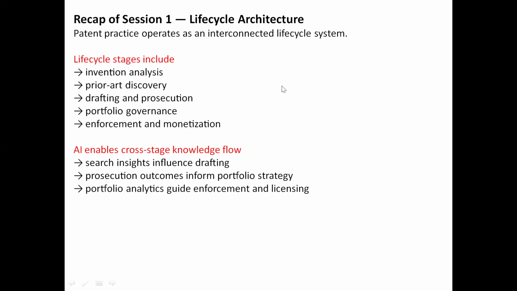For example, in the lifecycle architecture, patent practice operates as an interconnected lifecycle system. The lifecycle stages include invention analysis, prior art discovery, drafting and prosecution, portfolio governance, enforcement, and monetization. AI also enables cross-stage knowledge flow, such as insights influencing drafting and prosecution, outcomes informing portfolio strategy, and portfolio analytics guiding enforcement and licensing.